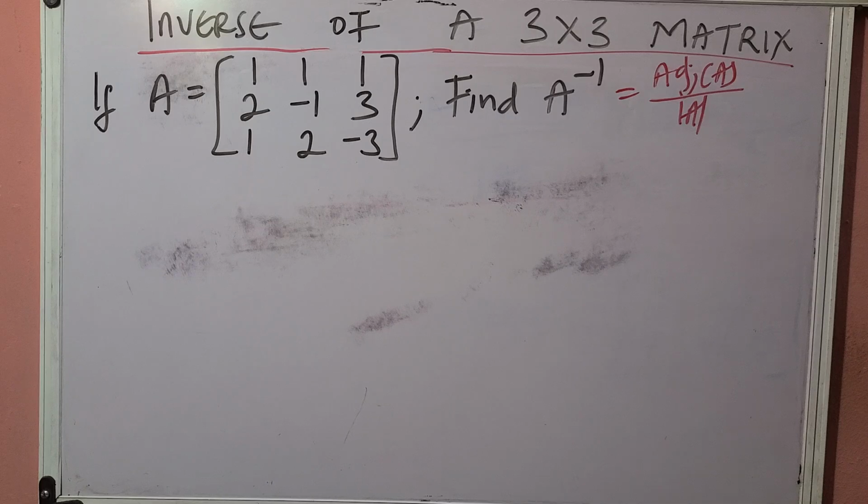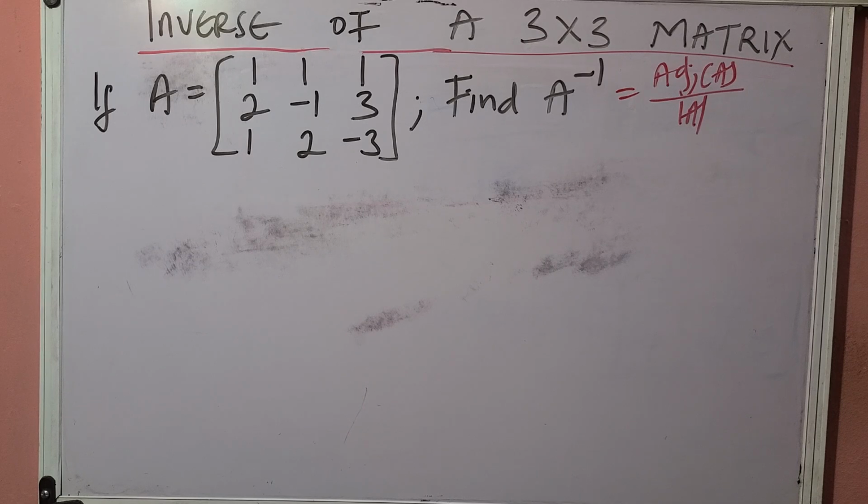The difference between that of a 2 by 2 and a 3 by 3 is in finding the adjoint and the determinant. Of course, you can check out our previous videos to know how to find the adjoint and determinant of a 2 by 2 and of a 3 by 3 matrix. They are quite different from each other. So let me try and find the determinant of this 3 by 3 matrix.